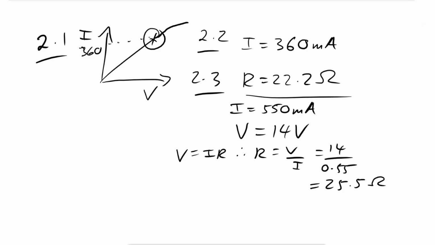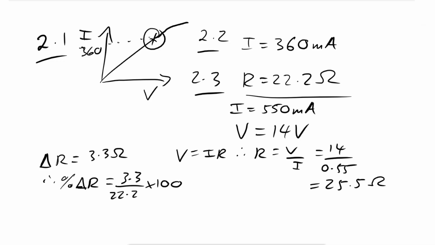We're looking for a percentage increase, so therefore we're just looking for the change in resistance. So it's just going to be 25.5 take away 22.2, so that's just going to be 3.3 ohms. Therefore, percentage change in R is going to be, any percentage is just the bit divided by the original. Then of course we times that by 100. We end up with 14.9%, or 15% if we want to get to 2 sig figs.